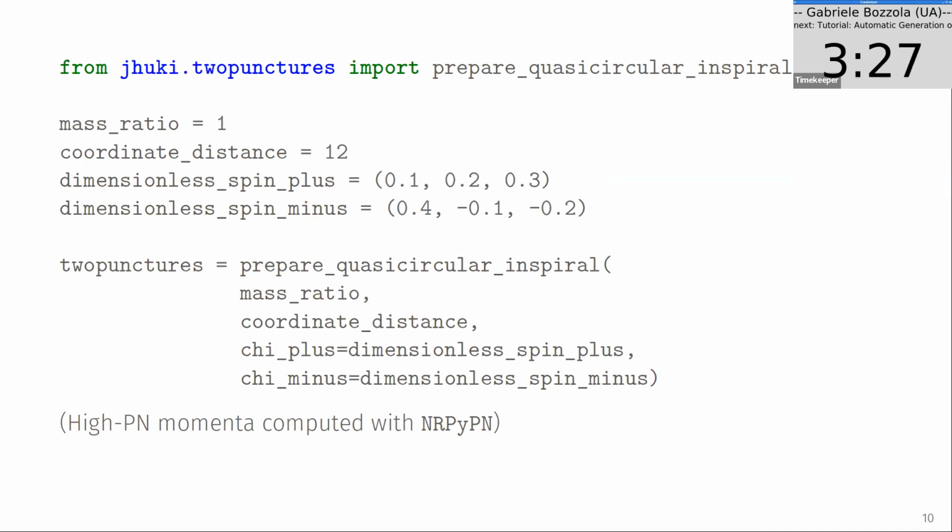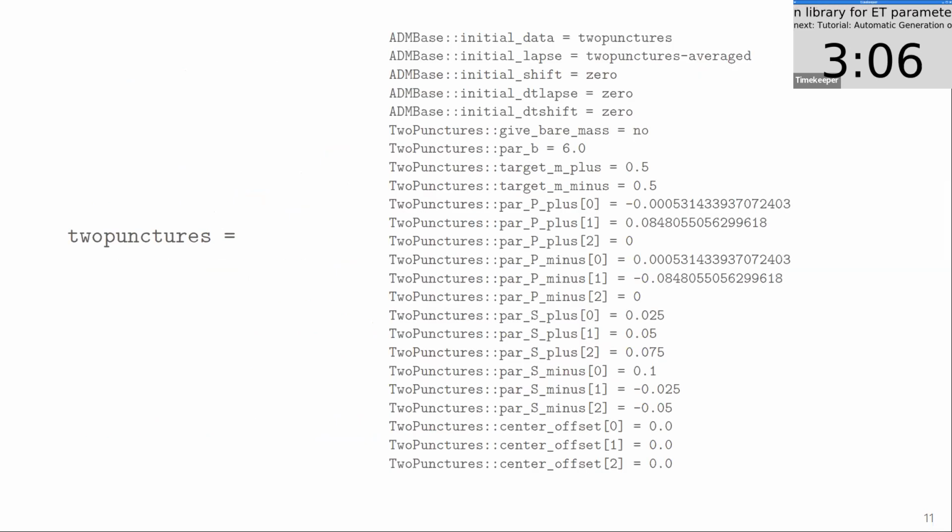So you can import the two-puncture module in Jhuki, set your physical parameters, and run the function. This also uses NumPy to ensure that you have a quasi-circular parameter file for whatever physical parameters you provide. And this two-puncture variable contains all the code that you have to set related to two punctures.